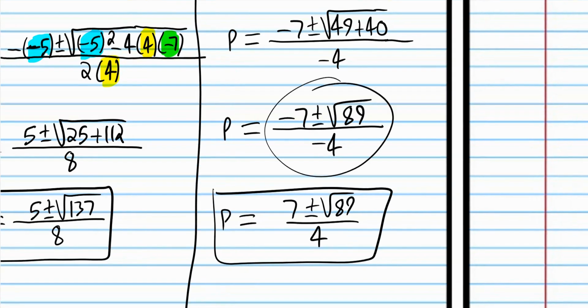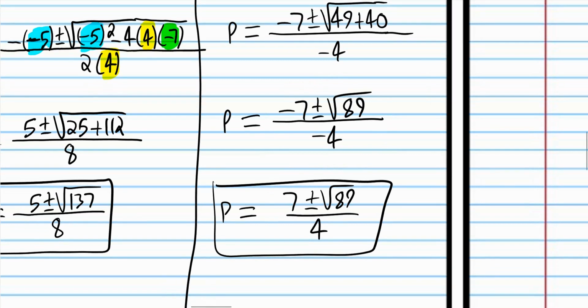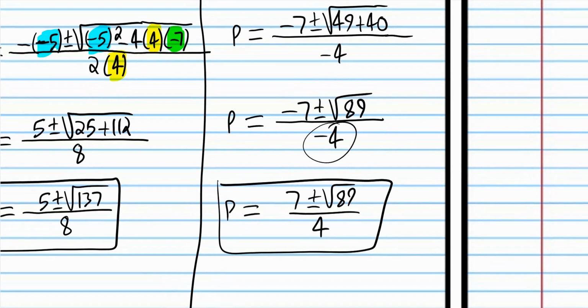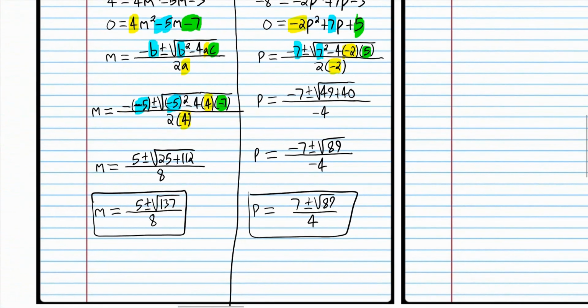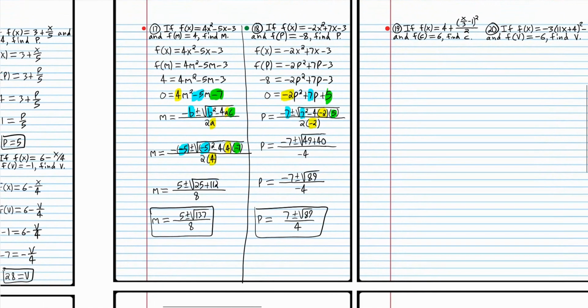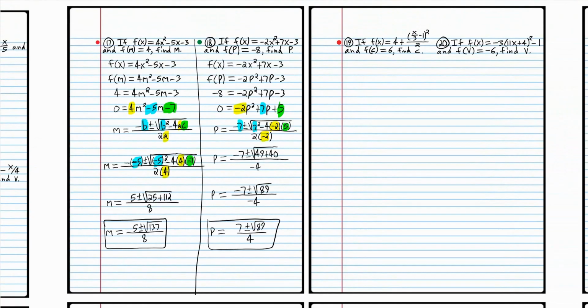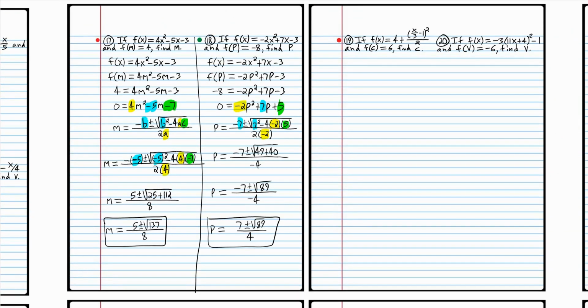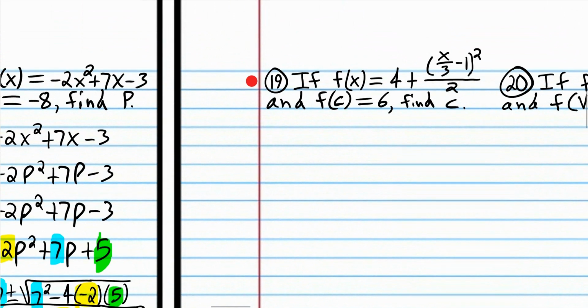So you can multiply both sides of this fraction by negative 1. That changes the negative 4 to 4, changes the negative 7 to 7, but the plus or minus it doesn't do anything to, because it's still going to be positive root 89 or negative root 89. So I know that's kind of confusing, but just be aware that when you multiply a plus or minus symbol by a negative, it doesn't change the symbol. Okay, so if you got that right, excellent. So let's try another problem like that.